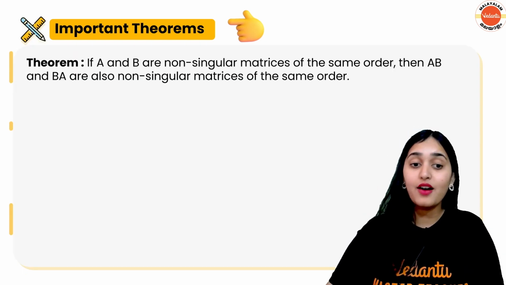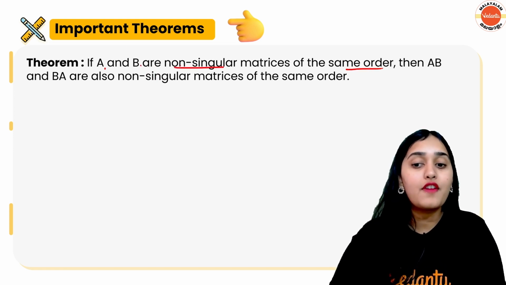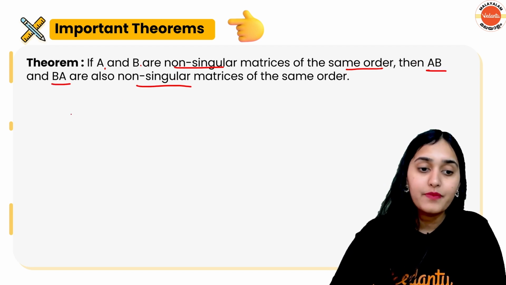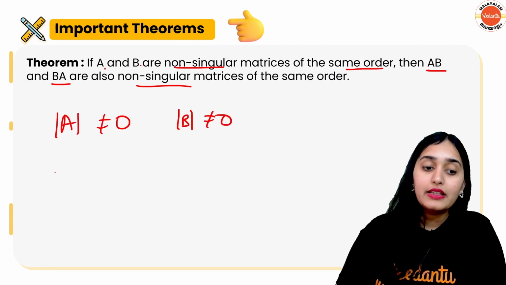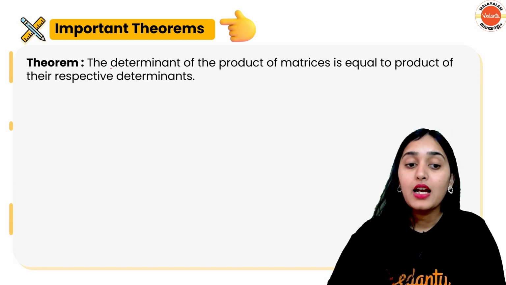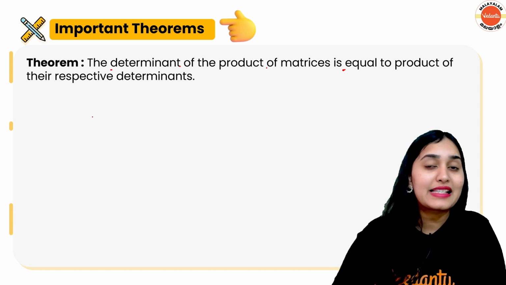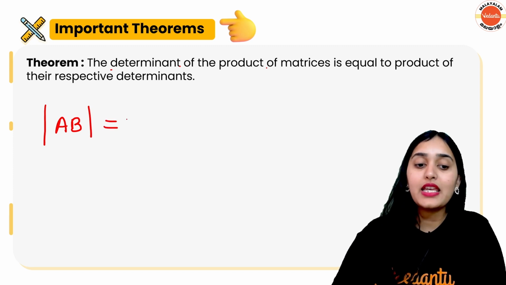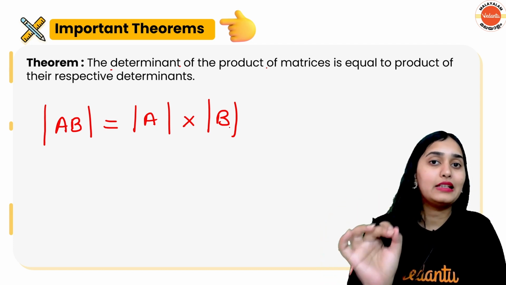Okay. Now, some important theorems related to it. If A and B are non-singular matrices of the same order, then A into B and B into A are also non-singular matrices. Okay. So, if the determinant of A is not 0 and the determinant of B is not 0, then the determinant of A into B will also be not 0. Similarly, the determinant of the product of matrices is equal to the product of their respective determinants. What an interesting rule. Determinant of A into B is equal to determinant of A into determinant of B. Directly you can calculate like this.